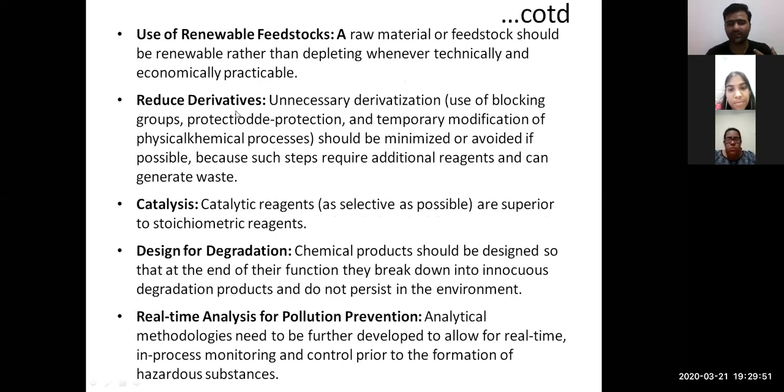You shouldn't have to involve protection, deprotection chemistry wherever avoidable, because that just adds to the number of steps. And as the number of steps goes up, the number of unit processes and unit operations also goes up in a synthetic pathway, making the process in its entirety non-green.